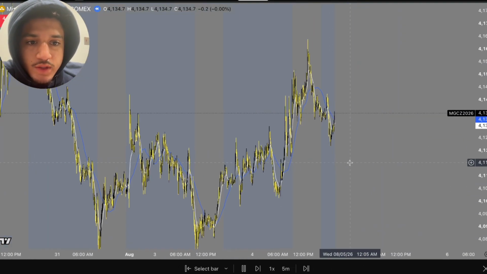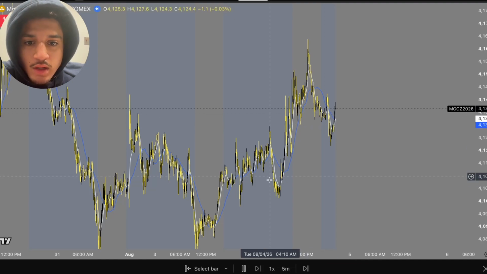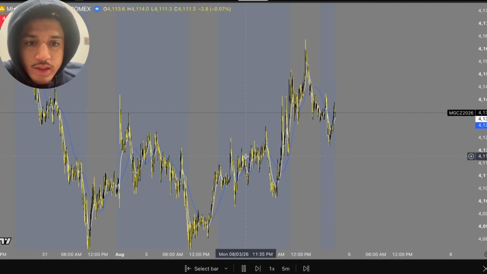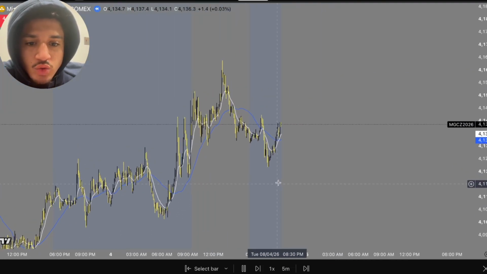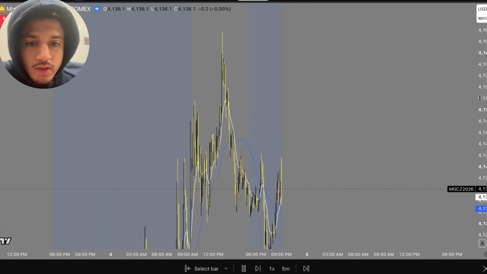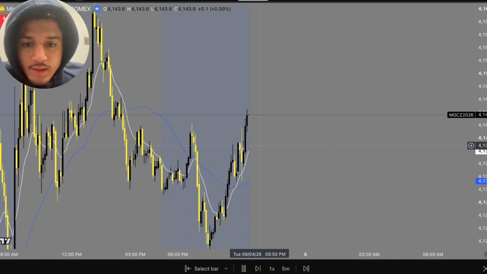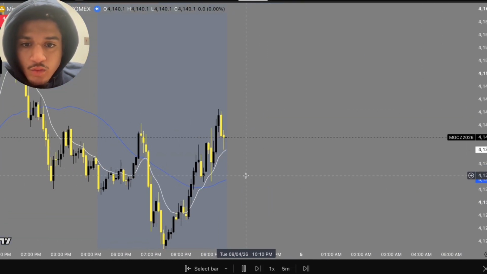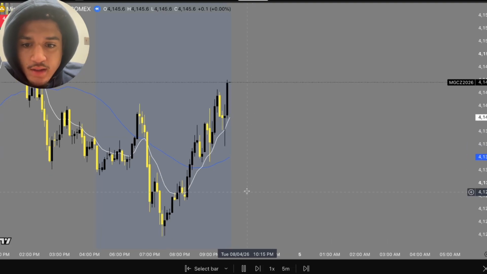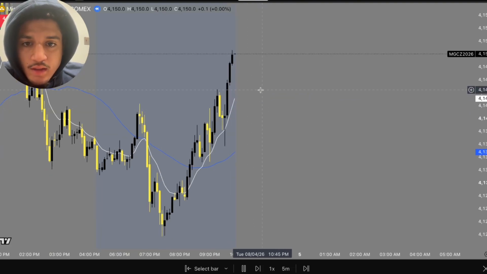We get break of structure, break these lows. Overall, we are bullish. I'm going to go until 12. If we hit 12 and there's no trade, then I'm done. We'll move on to Wednesday if needed.